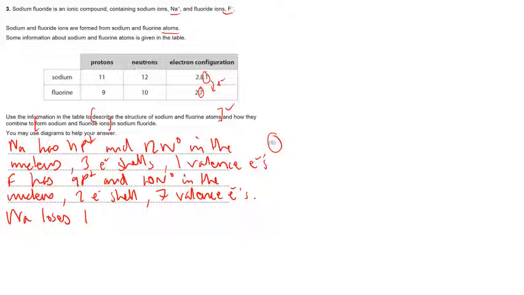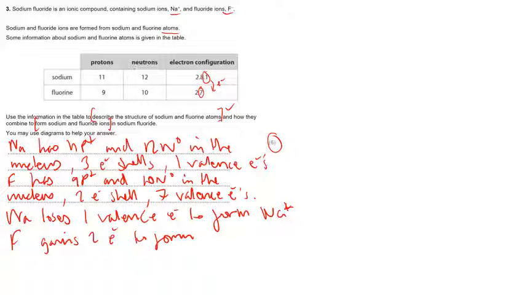1 outer electron, or 1 valence electron to form a sodium ion. Okay, whilst fluorine gains 1 electron to form a fluoride ion. Okay, so we've answered both of those questions. So we've answered both of those points.